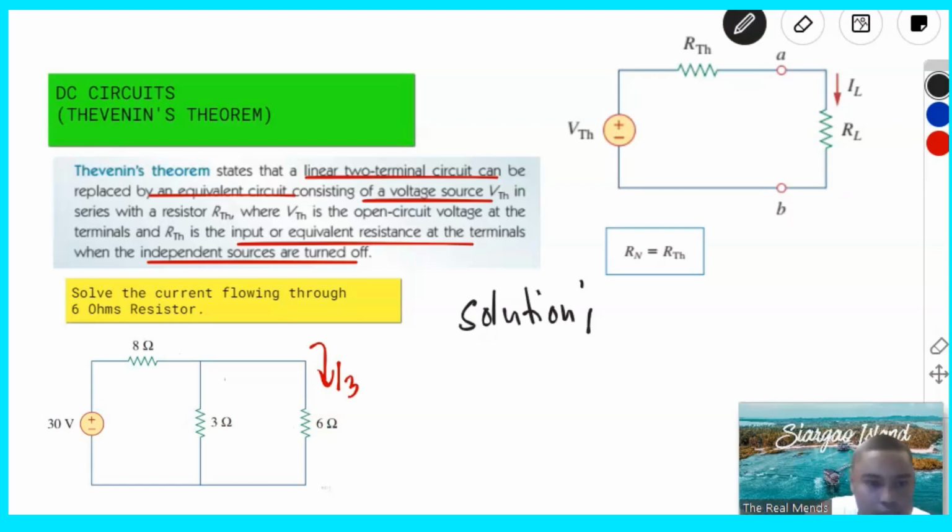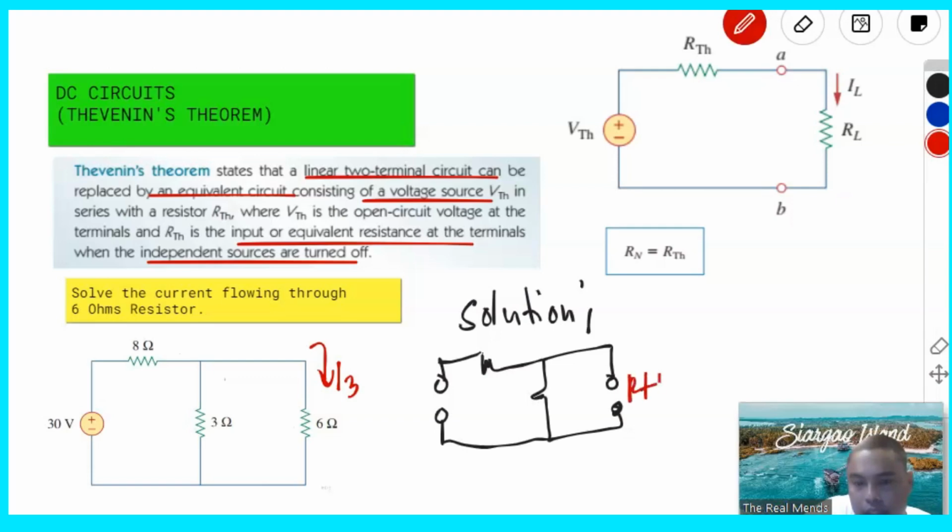Okay, so let's just redraw again. This is the power supply. This is 8 ohms. Okay, so this one is the removed load, the 6 ohms resistor. And we call this RTH. Okay, this is 8. This is 3 ohms.